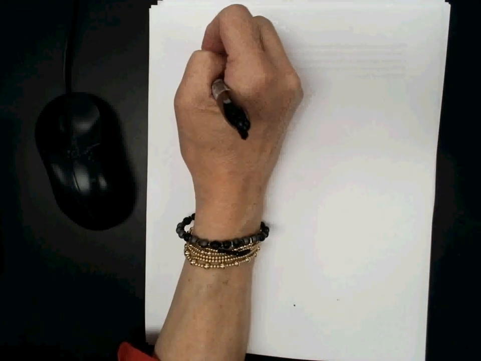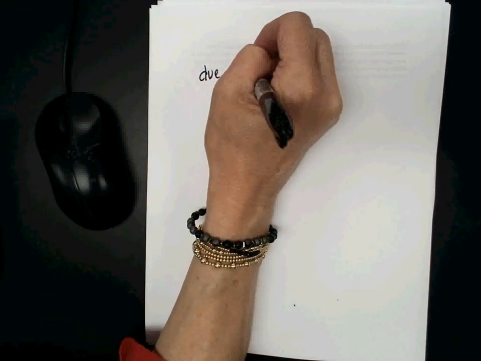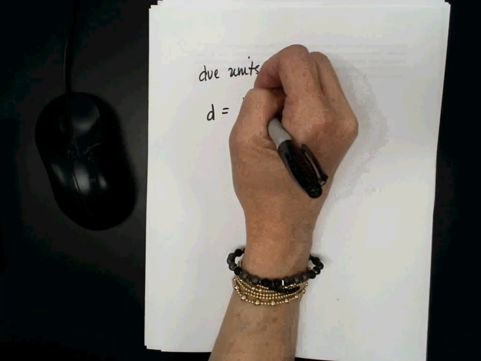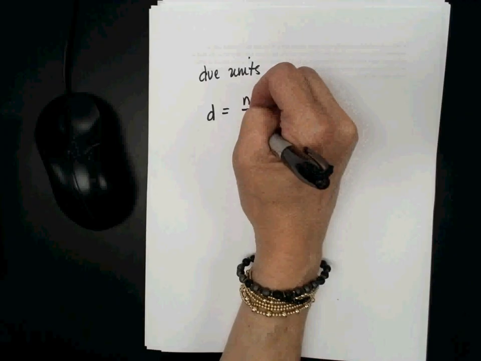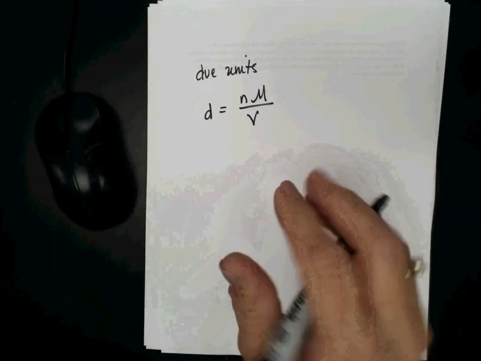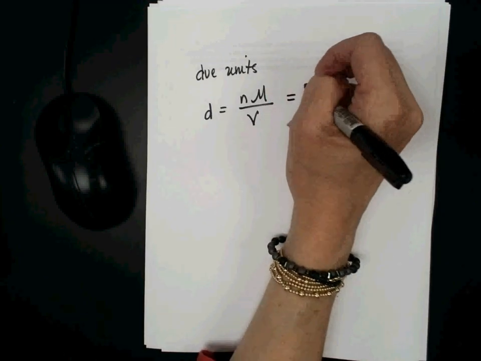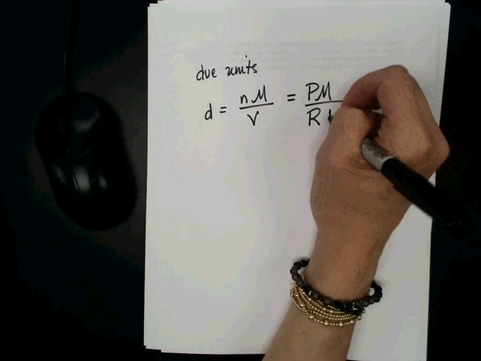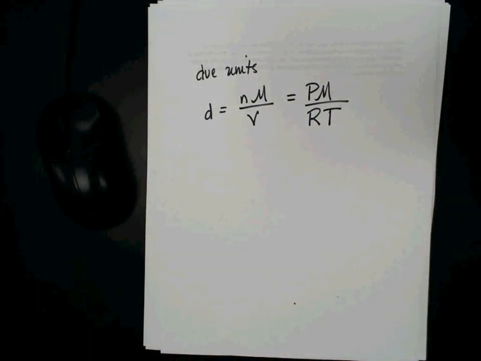So then I could possibly take both of those equations, and due to the units, I can say that density then could be equal to the number of moles times the molar mass over volume, which is equal to pressure times molar mass over my ideal gas constant times temperature. So it puts the whole thing together.